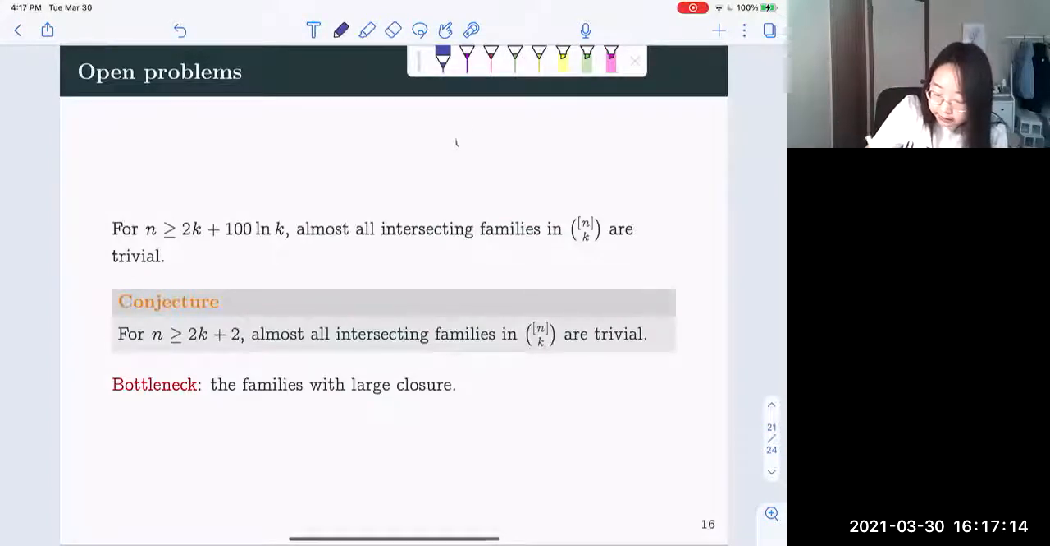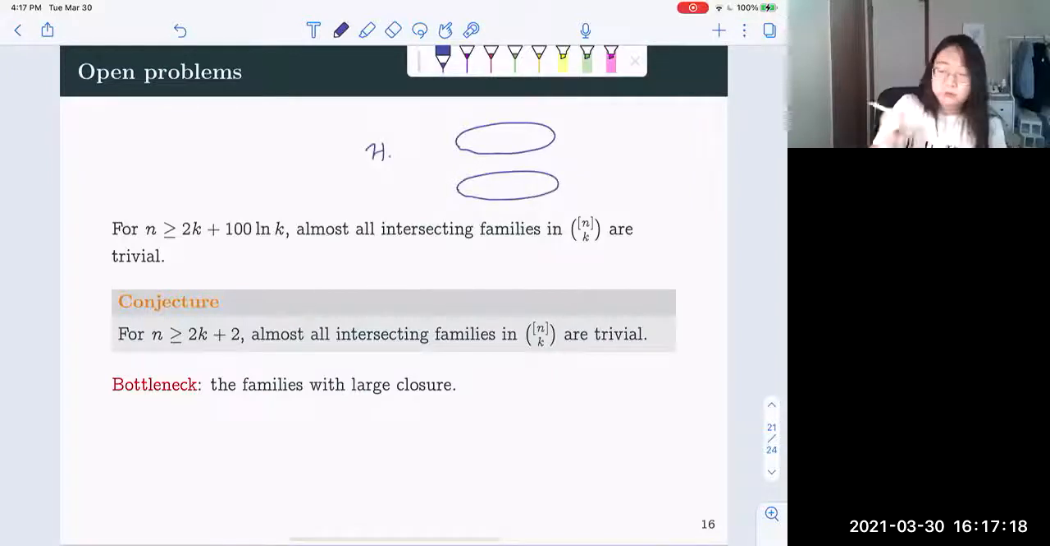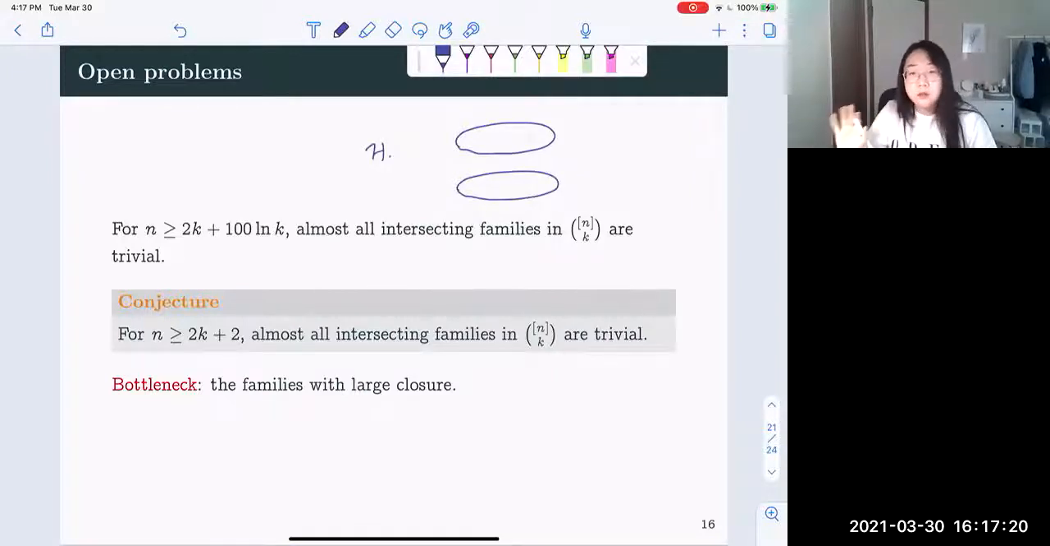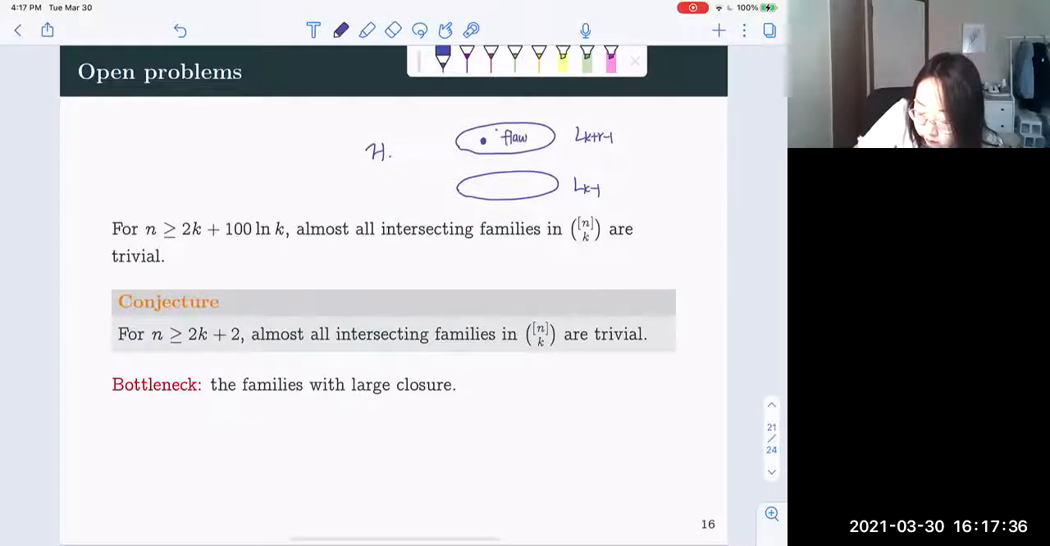So let's again recall this bipartite graph H. So if you take a non-trivial intersecting family, that actually means there are some vertices on the top layer, because the lower layer is corresponding to the star, the trivial family. And we often call it here the flaw, because that's the non-trivial part. Okay, so now let's just think about all the intersecting families with exactly one flaw.